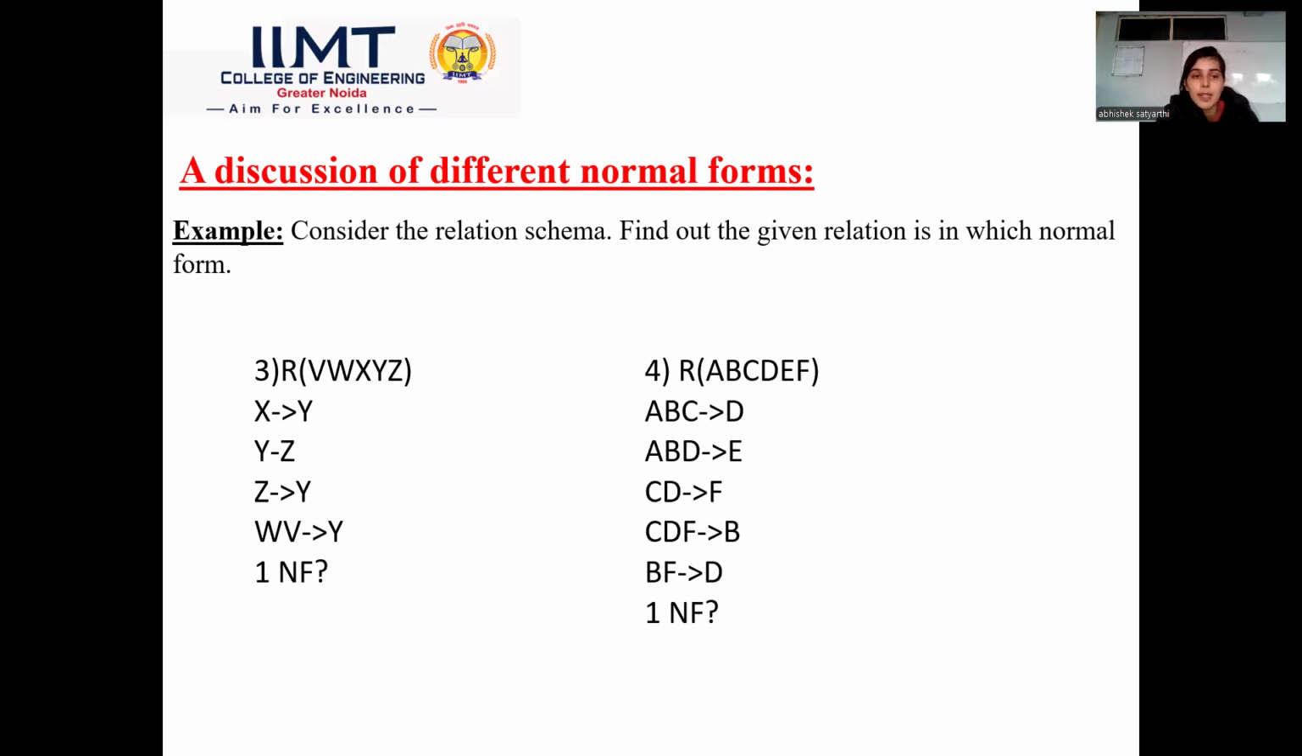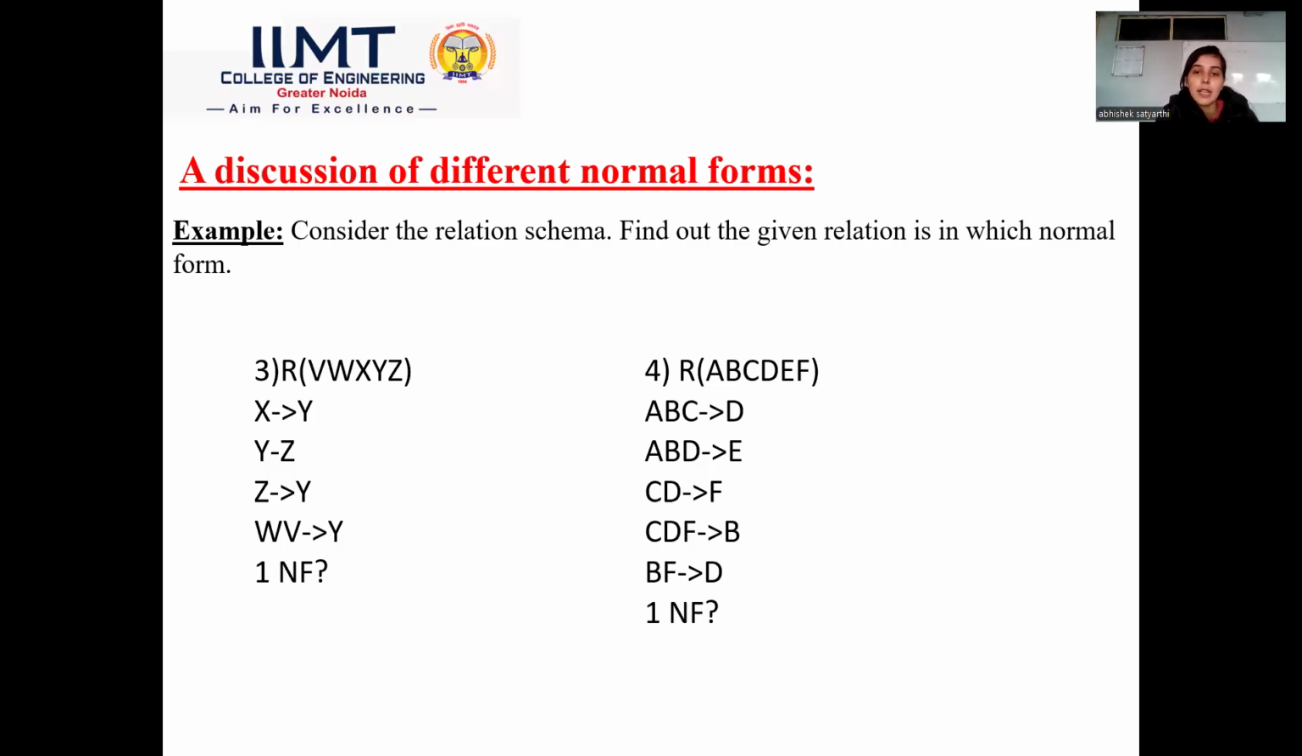Next one is relation V, W, X, Y, and Z. X derives Y, Y derives Z, Z derives Y, and W, V derives Y. So X, Y, Z, in that case all these three are keys. But W, V derives Y is not a key dependency. X, Y, Z is a key, but the right hand side should be a prime attribute. So the given relation will be in 3NF, and if a relation is in 3NF, it is also in 1NF.